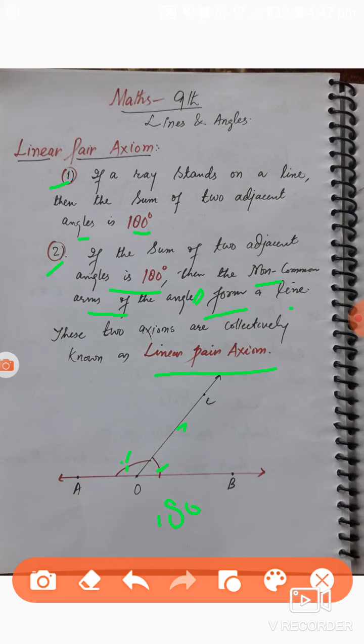Now we will use this linear pair axiom to prove different theorems of lines and angles. Now let's prove an important theorem on the vertical angles.